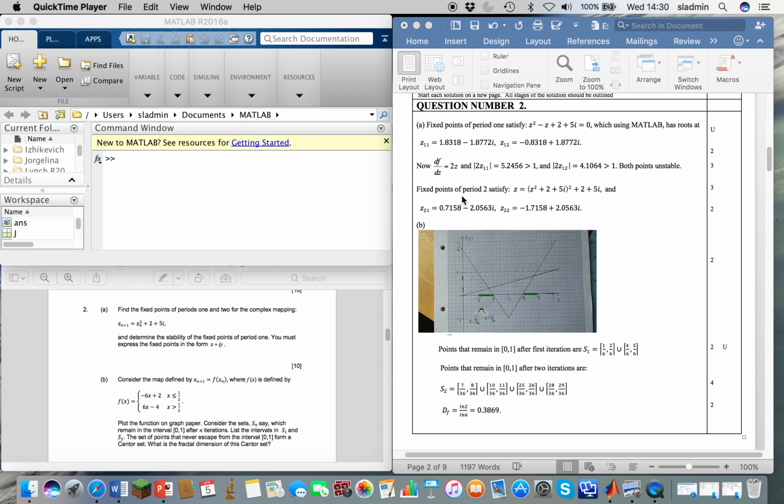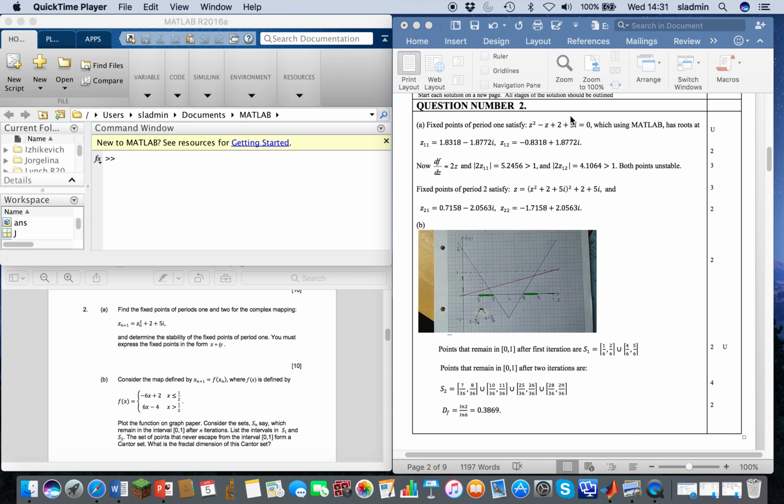2 from the 2016 paper. Question 2a, we're asked to find the fixed points of this complex iterative map. We want to find the fixed points of periods 1 and 2 and determine the stability of fixed points of period 1. So the fixed points of period 1 satisfy the equation Zn plus 1 equals Zn.